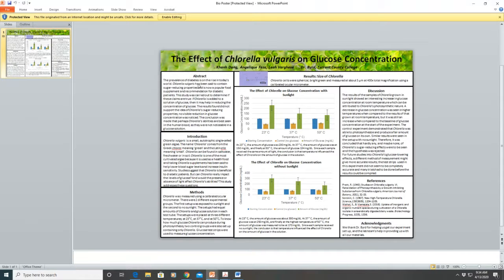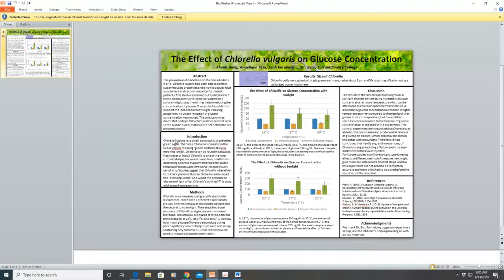Notice their abstract. This one starts broad with the big picture and gets more narrow. The prevalence of diabetes is on the rise. Chlorella has been said to contain sugar-reducing properties. This study was carried out to determine if these claims are true. Oh, so now I totally know what this is going to be about, right?